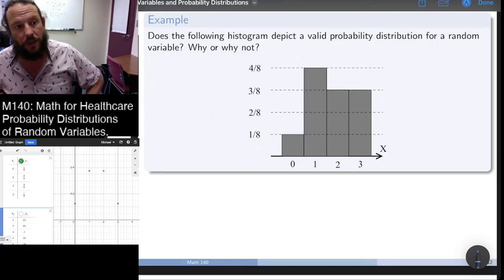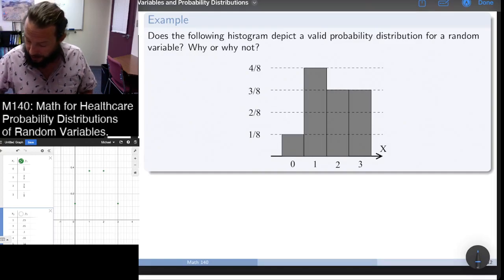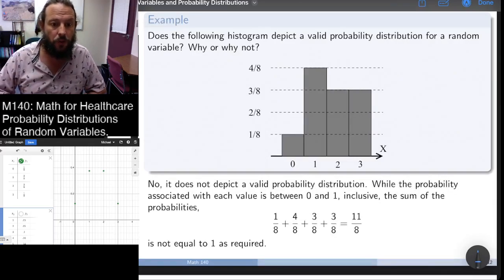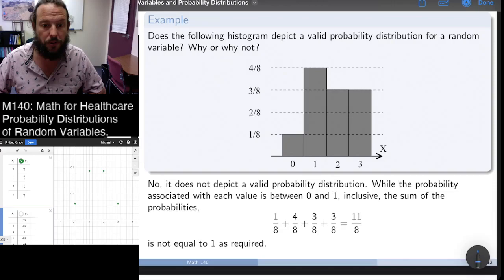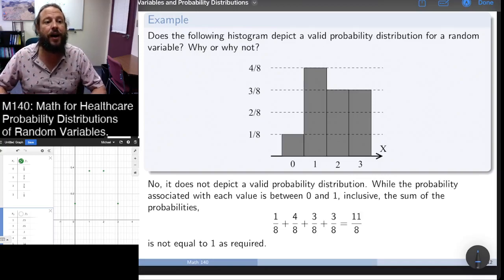Now, what's the other thing we've got to check? Oh yeah, they have to add to 1 exactly. No, when we add up those probabilities, 1/8 plus 4/8 plus 3/8 plus 3/8, we get 11/8. That's not equal to 1 as required, so this is not a valid probability distribution.